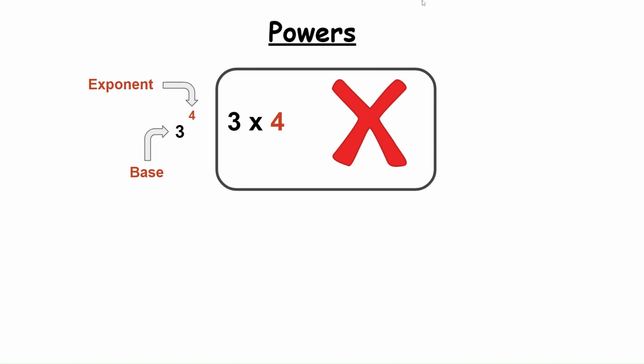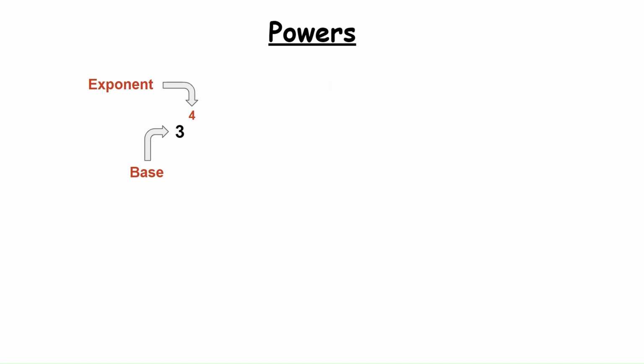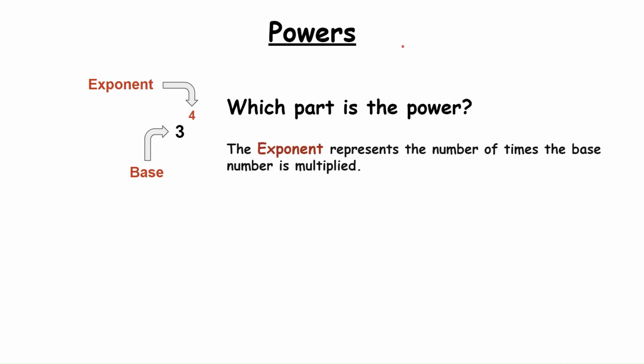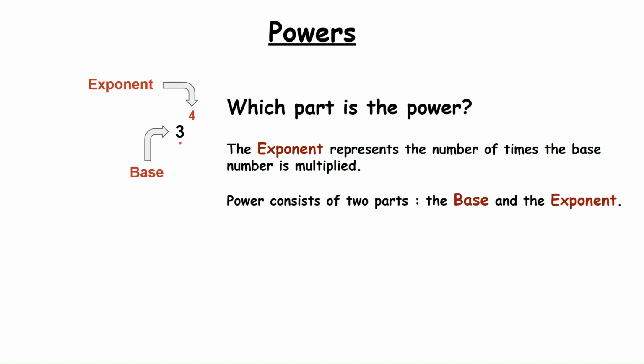Another common mistake or misunderstanding is what power means. Many people believe the exponent is the power. But which part is the power? Is it the 3 or the 4? The truth is neither. As we already stated, the exponent represents the number of times the base is to be multiplied. But power consists of two parts. It consists of both base and exponent together. That is the power.